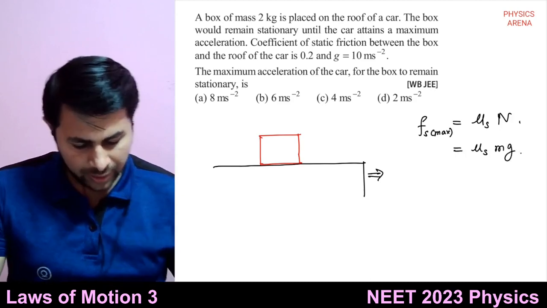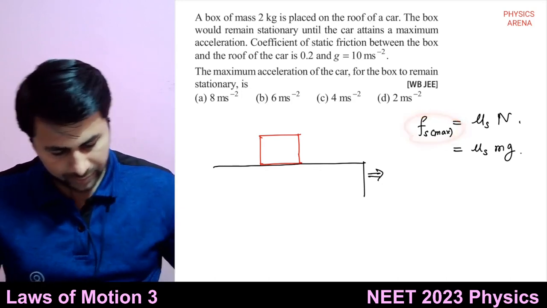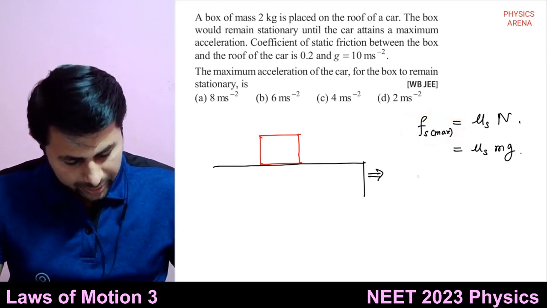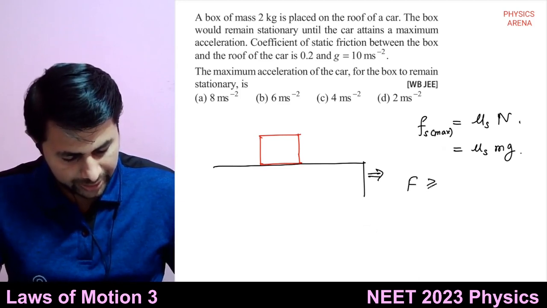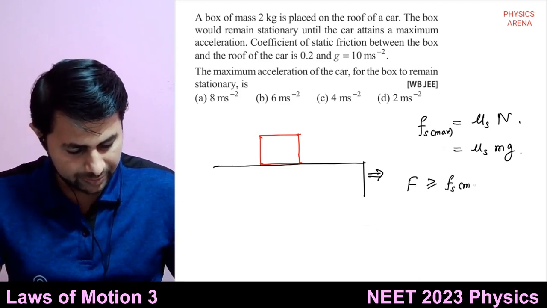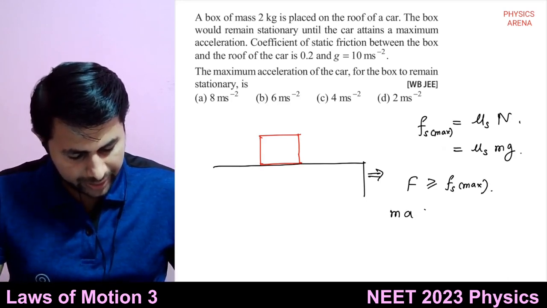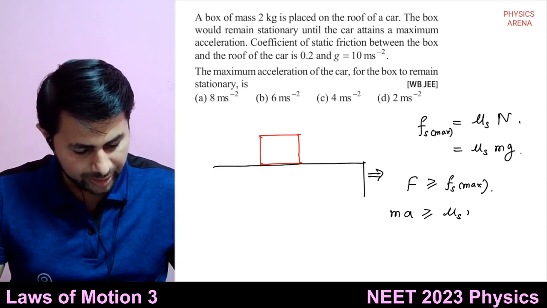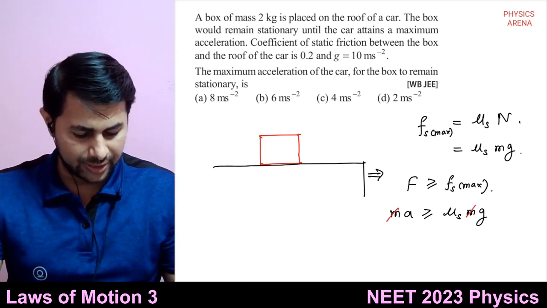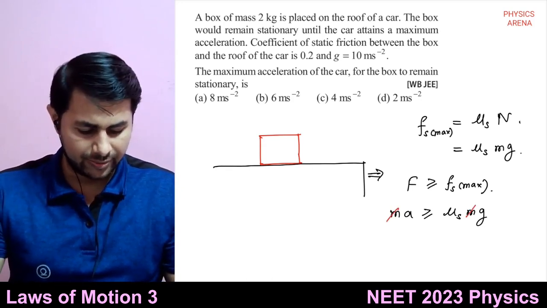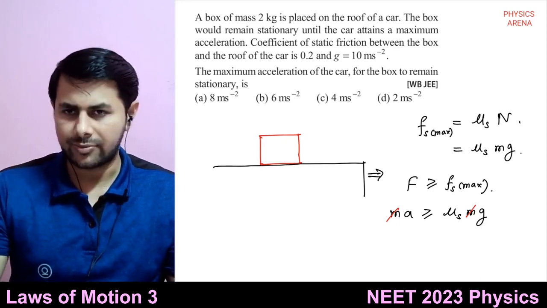And the external force should be greater than or equal to what? This frictional force. So the external force would be greater than or equal to fs max. So m multiplied by a is greater than or equal to mu s multiplied by mg. So m and m get cancelled out, and you can find the acceleration, which will be equal to mu s multiplied by g. Yeah, 2 meters per second square.